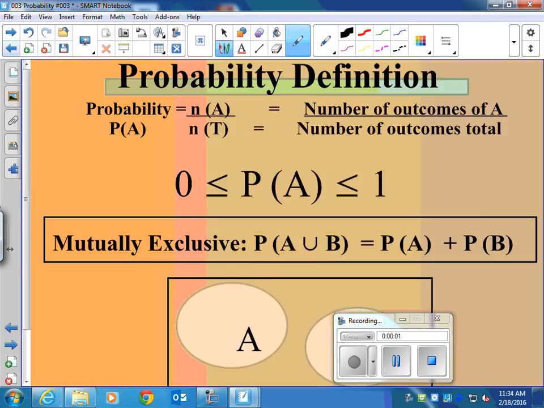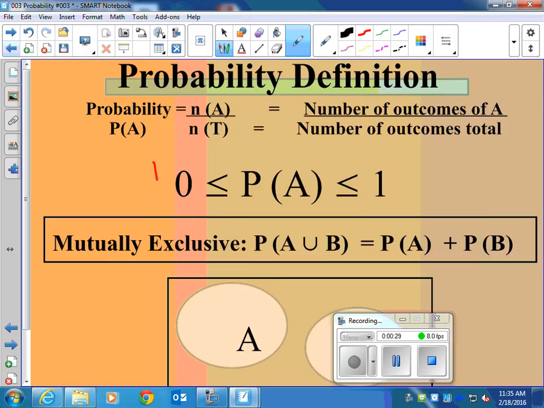So probability is success out of total. Any probability you have can never be over 1. If you look at a die, could you have a probability of 0? Yeah. If I'm trying to roll a 7 with one die, there's a 0 out of 6 chance of getting that. Can I get a probability of 100%? 6 out of 6, sure.